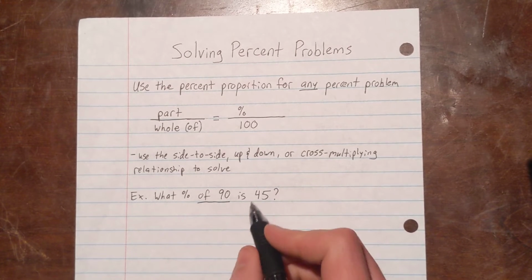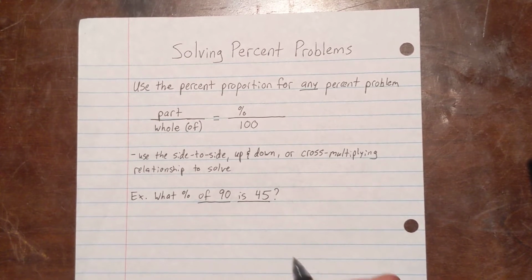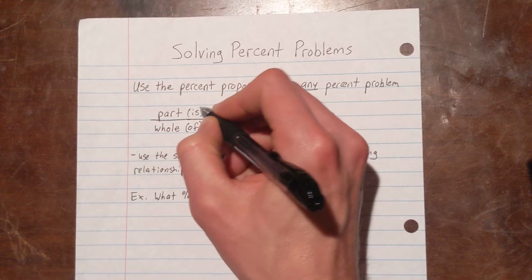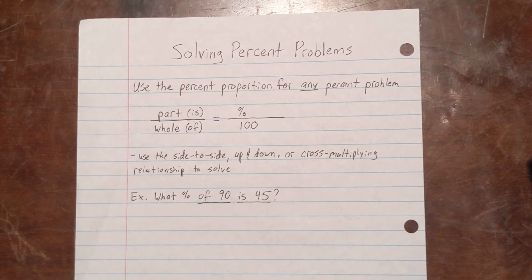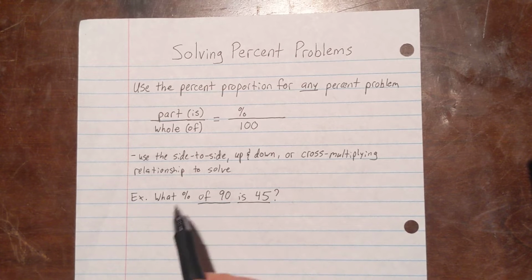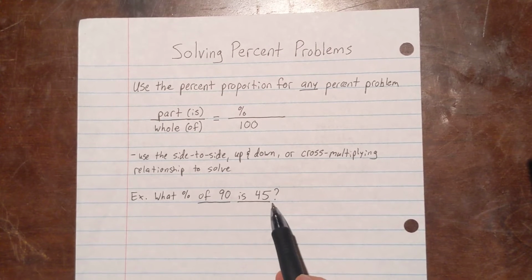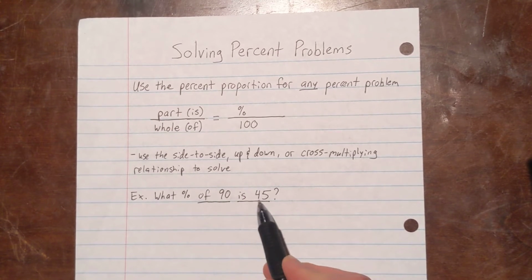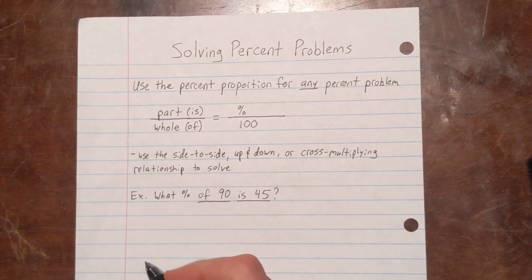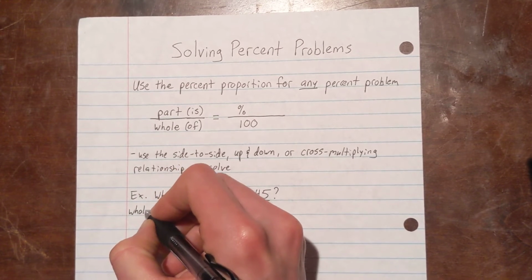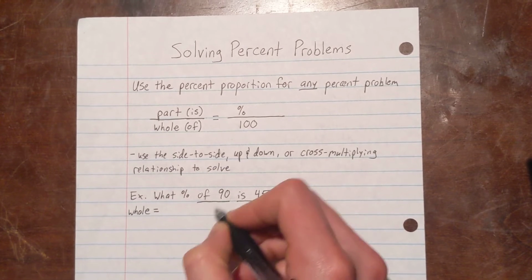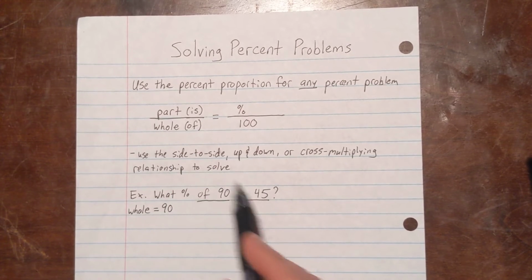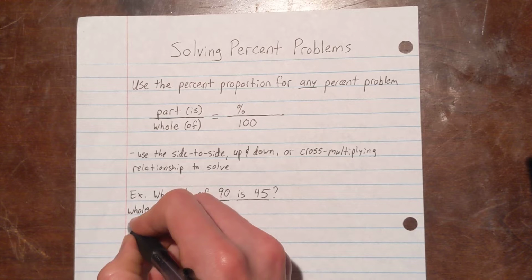Now the other word is is. Is going to be often right next to the part. So right next to part up here, we're going to write is. So is a clue word to help us identify the part in the percent problem. So what percent of 90 is 45? So of helps us know that 90 is the whole, and is helps us know that 45 is the part. So let's write down what we know. We know that the whole is equal to 90. And we know that the part, because it's next to the word is, 45.